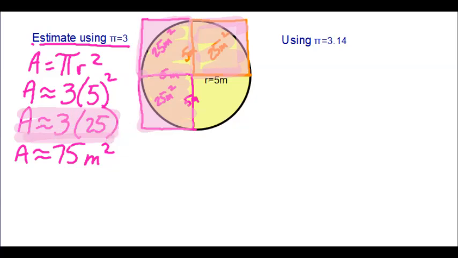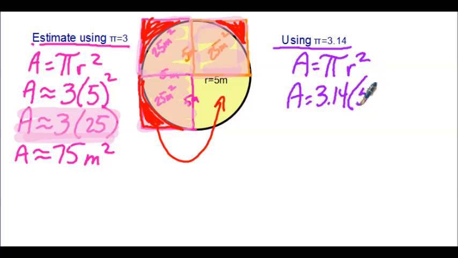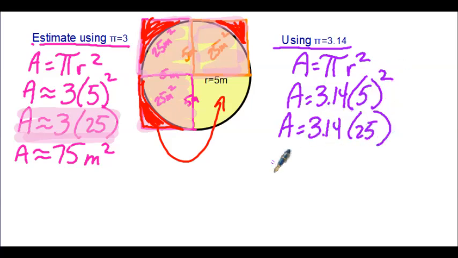The reason this works is because you might take the extra pieces that are outside the circle and substitute those back in to fill up the rest of the circle. That's just an estimate. Using a closer estimate of 3.14, we could do 3.14 times 25, and then we would have a better estimate, A equals 78.5.